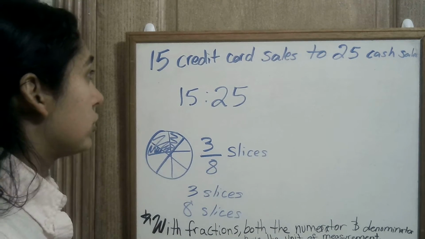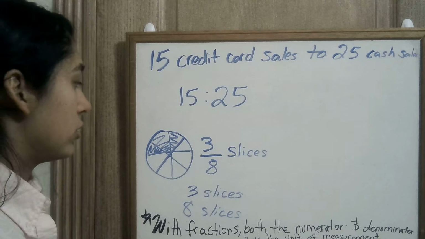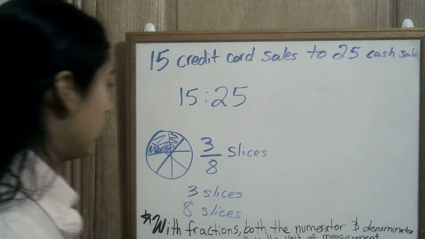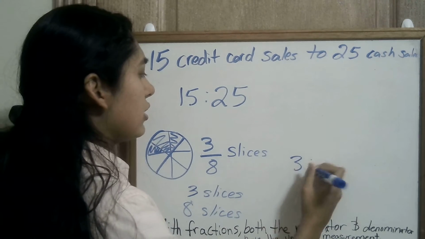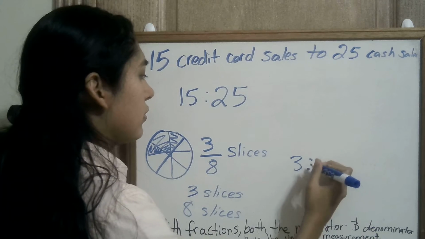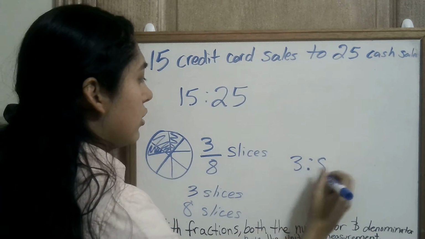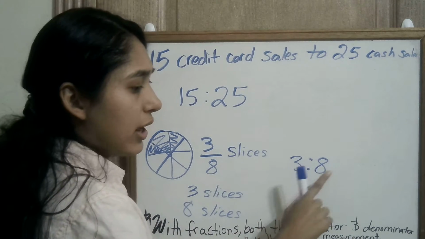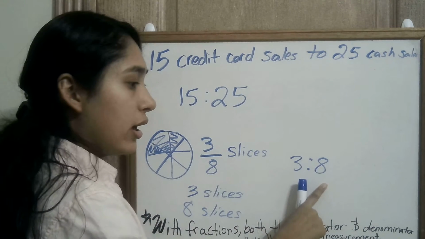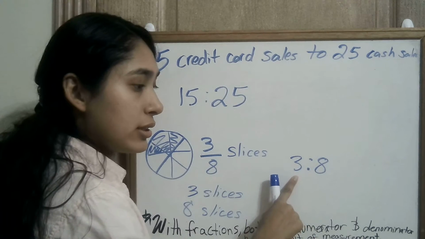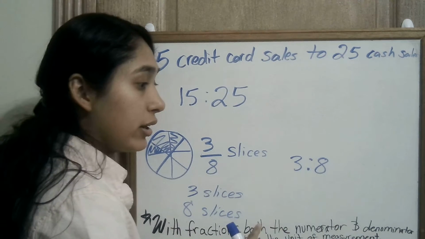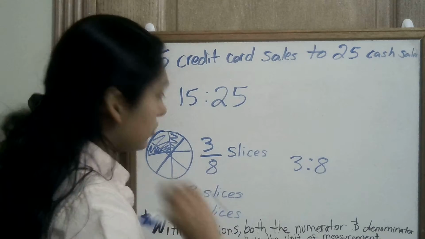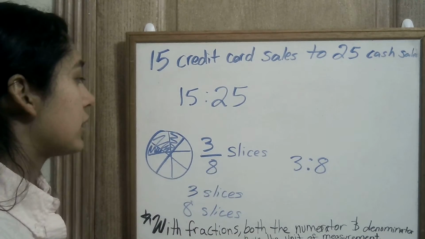With ratios, I can talk about slices. I can say 3 to 8 slices. For every 8 slices that I buy, I'm going to eat 3 slices. That's fine with ratios. I can use totally the same unit.